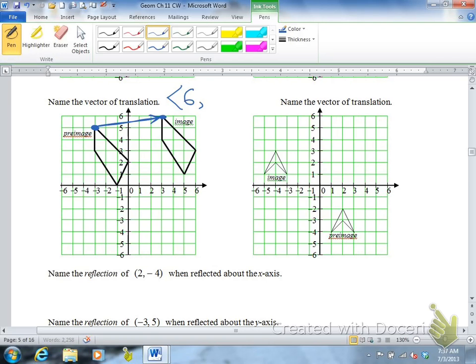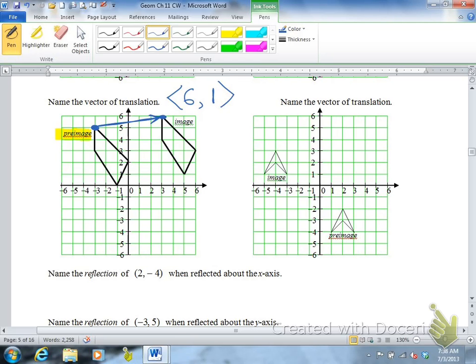And you might be asking, well, you could look at it the other way. You went 6 to the left. But you have to start at the pre-image. The pre-image is where you start. And then you can see how much did we go up or down. From this point, we went 1 up. So your vector would be ⟨6, 1⟩.